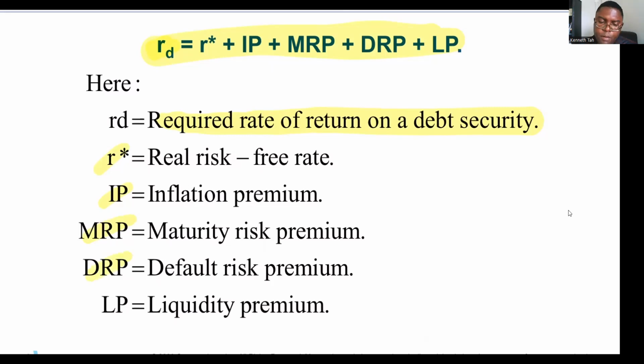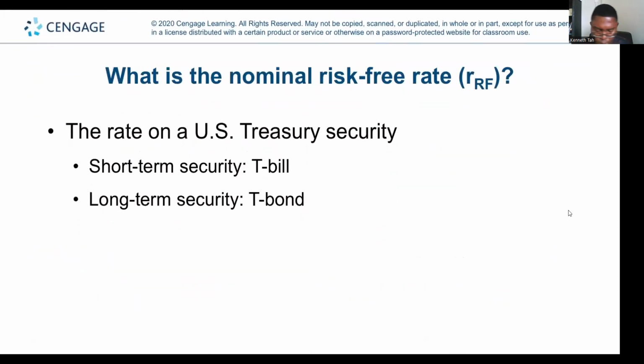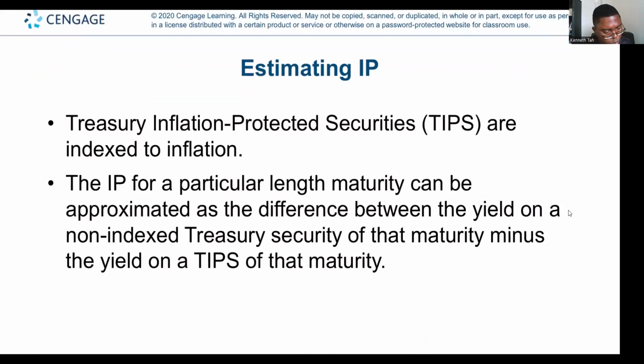Then there is also the default risk premium, the possibility that the issuer will not pay interest or principal. So that needs to be factored in. And then there is the liquidity premium, which reflects the fact that some securities cannot be converted to cash on short notice at a reasonable price. So these are the things that will be considered in coming up with the required rate of return on the bond. I will discuss those things a little bit more.